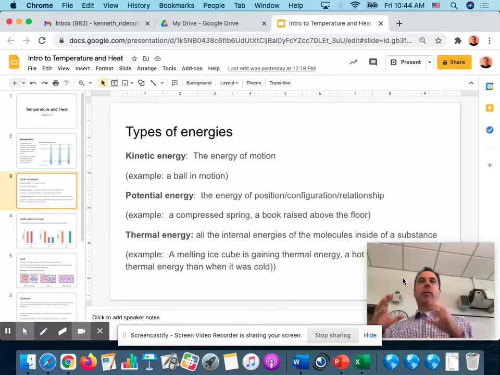So you can think about what's the difference between a ball that's sitting there and a ball in motion. The ball in motion has kinetic energy, right? Because it has that energy of motion. Now, there are two other types of energy that I'll mention.